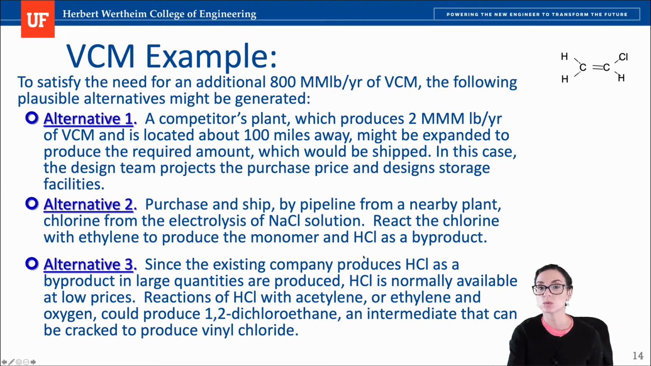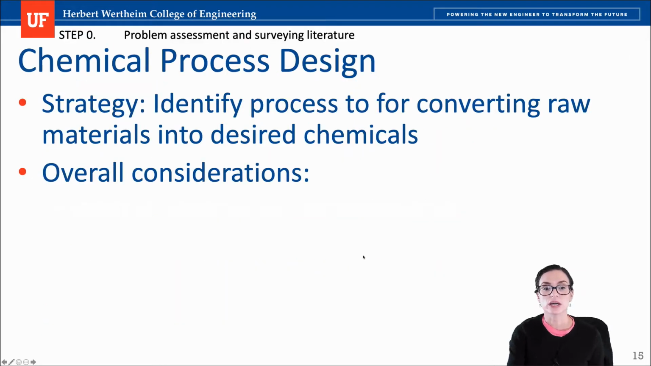Notice that the first one does not require that you do any process design development, but the second and the third they do, and they are different, right? The level of complexity: the first one has a direct reaction to produce the monomer. The third alternative has 2 steps, right, to produce the monomer, but they're completely viable. So at this stage, right, we're trying to identify the process to convert raw materials into the desired chemicals.